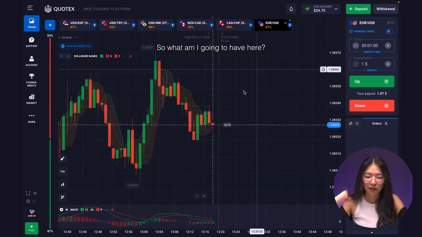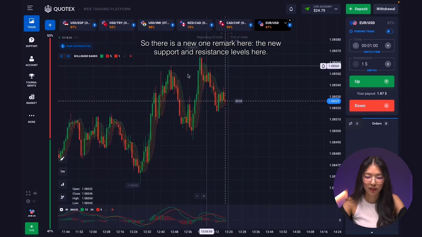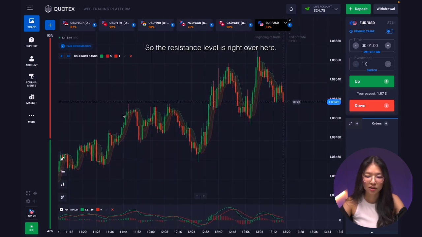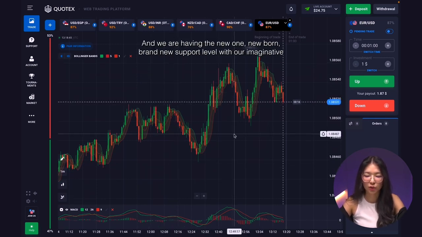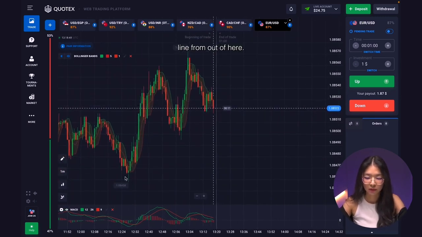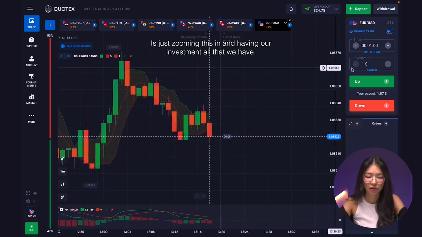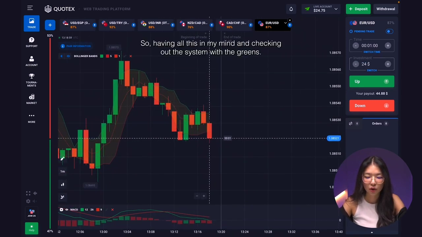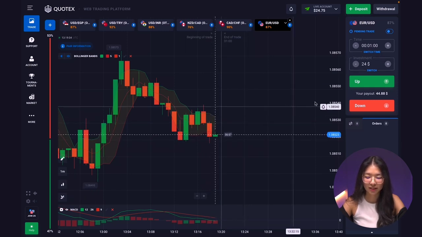So what I'm going to have here, I see here is a double bottom. So there is a new remark here, the new support and resistance levels. The resistance level is right over here, and we're having the brand new support level with our imaginative line from out of here. So what I'm going to do next is just zooming this in, having our investment, all that we have, and $24 are here. So having all this in my mind and checking out the system with the greens, let's go.